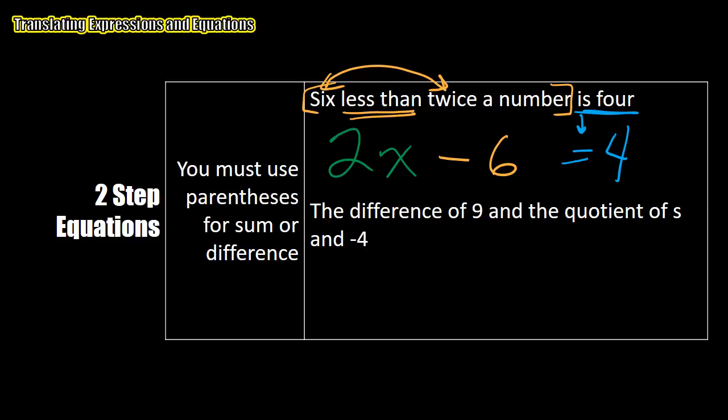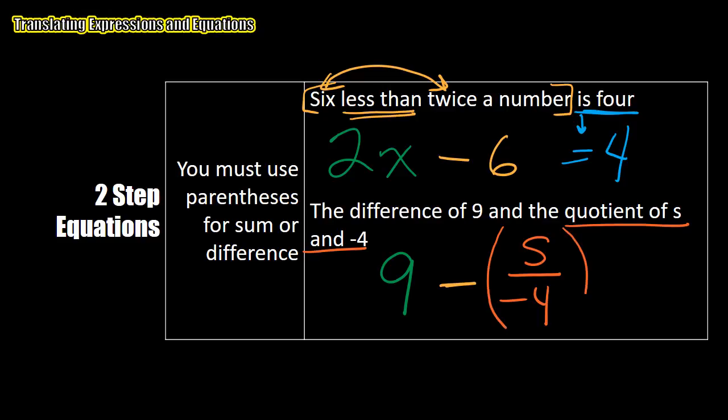So what about the difference of 9 and the quotient of s and negative 4? The difference of 9, so I have 9, and the difference means subtraction. Then I have the quotient of s and negative 4, so I can put s on the top and negative 4 on the bottom. I'm going to group this with parentheses because I know I'm going to do that division first. It also makes it easier to look at as well.